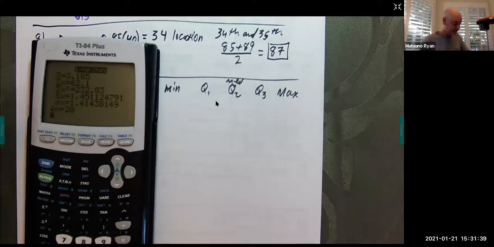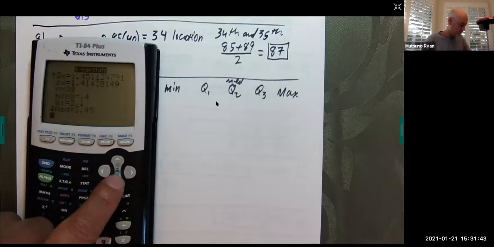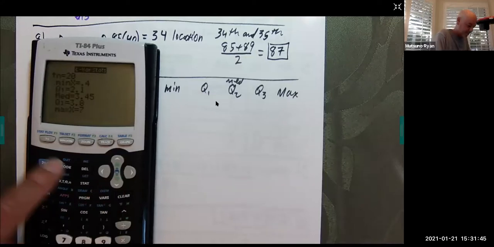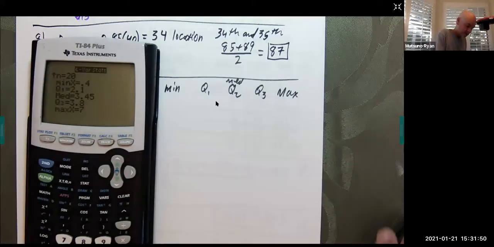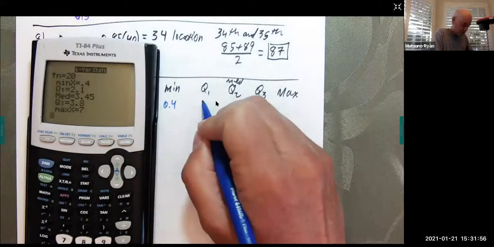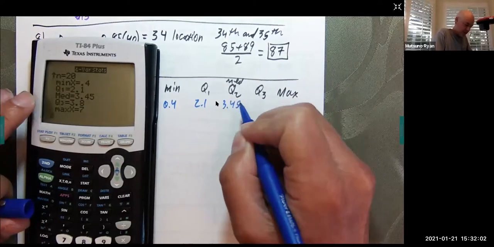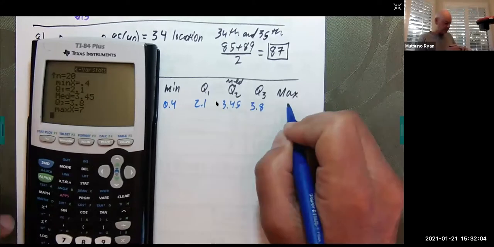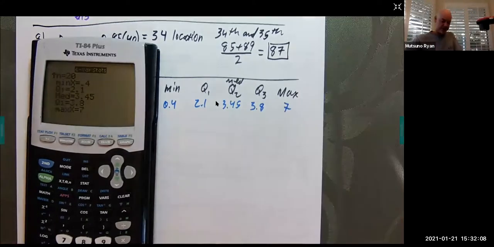Here's the beauty. You don't see any of it here. However, if I scroll down, it gives me all of them. My entire 5-number summary. Let's use a different color here. So 0.4 is the minimum. Q1 is 2.1. Q2, or the median, is 3.45. Q3 is 3.8. The max is 7. And we are going to look for outliers.